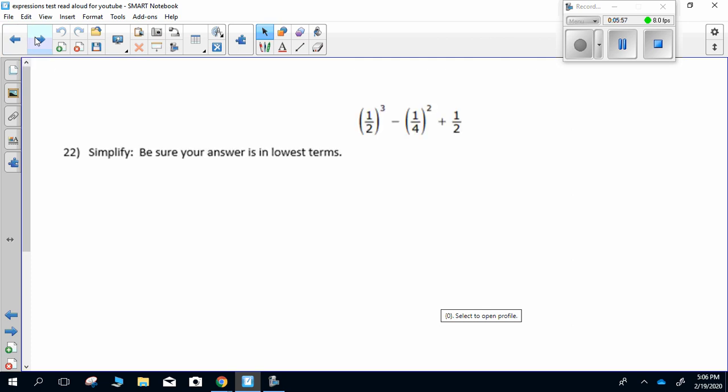Number 22, simplify. Be sure your answer is in lowest terms. 1/2 raised to the third power minus 1/4 raised to the second power plus 1/2.